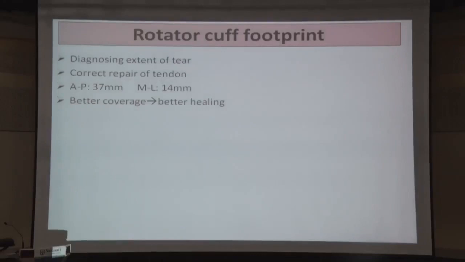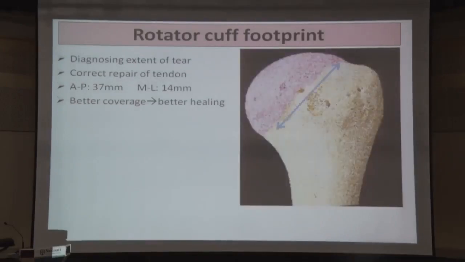Very important, the rotator cuff footprint. Till now, we were in the concept that the rotator cuff has a linear or point insertion. But we now know from anatomical studies and even arthroscopically that the rotator cuff, besides having a linear point of insertion, also has a medial to lateral footprint, which we call the rotator cuff footprint. Correct repair of the tendon according to this anatomical footprint is very important.